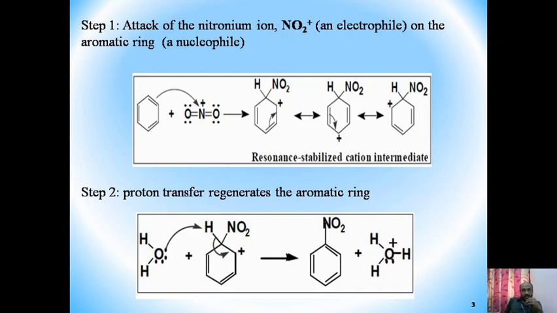Here the aromatic ring behaves as a nucleophile, meaning it can donate a pair of electrons to the electrophile. As you know, the electrophile itself has a deficiency of electrons. Benzene has 6 pi electrons, and out of these 6, any one pair can easily be donated to the nitronium ion. Suppose these are carbon number 1 and carbon number 2. Both carbon atoms have the same electronegativity, so the electrons may shift to the first carbon atom or the second.